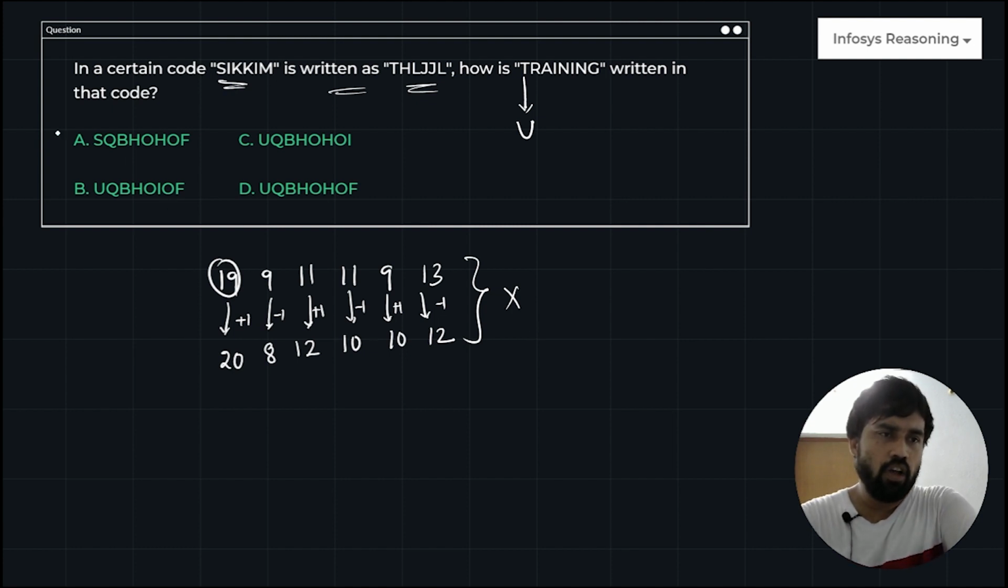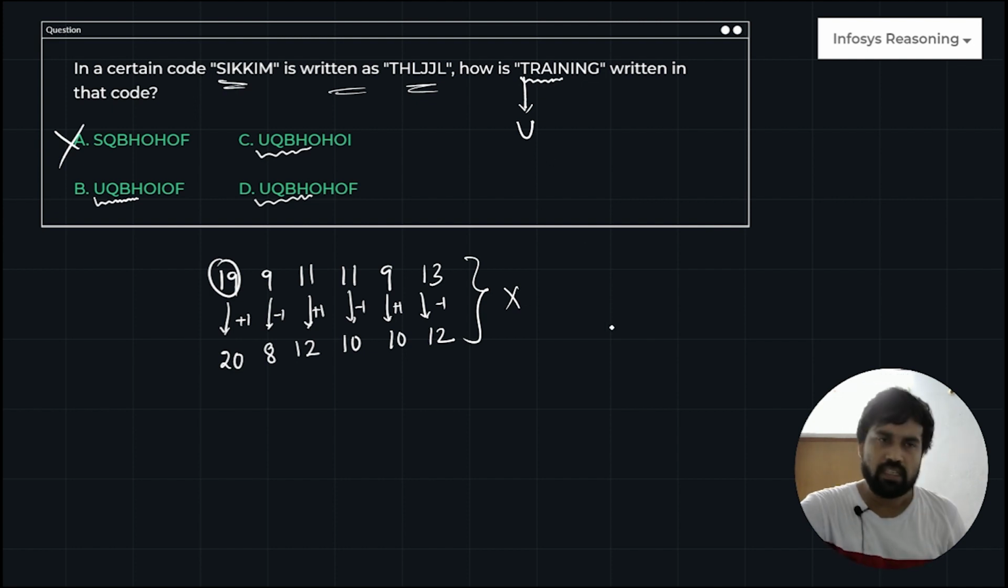So just look at here. Option A got eliminated. So when I look at the remaining options, UQBH, UQBH and UQBH, all are the same. Then why do I have to waste my time on the remaining four alphabets? All are the same means I can't eliminate the options, right?